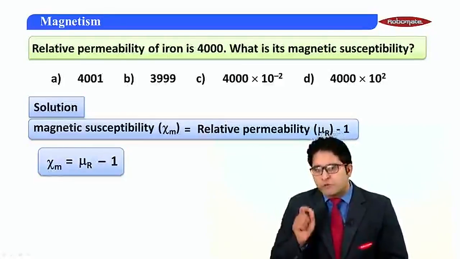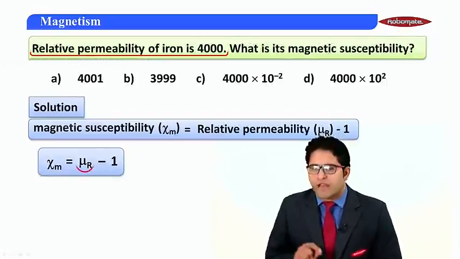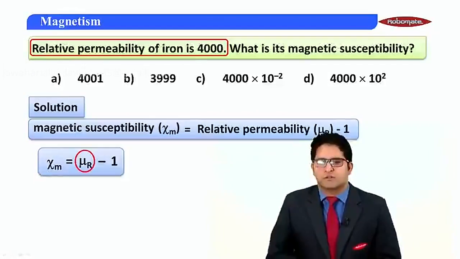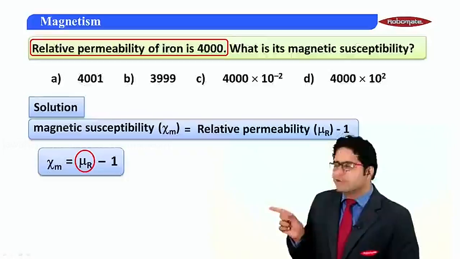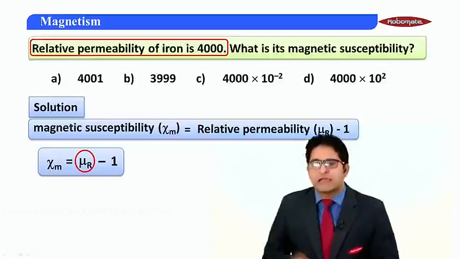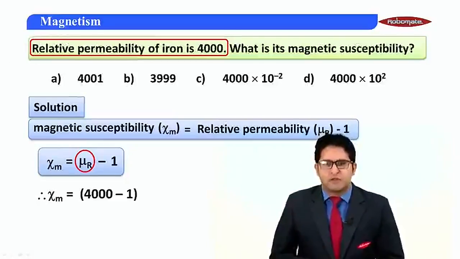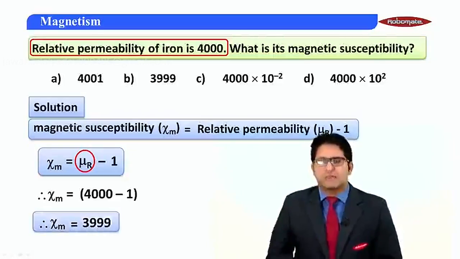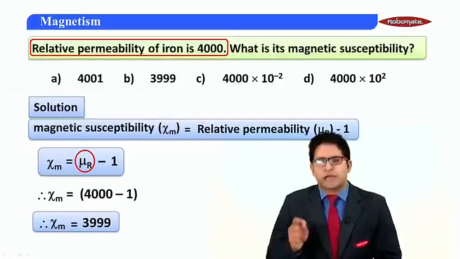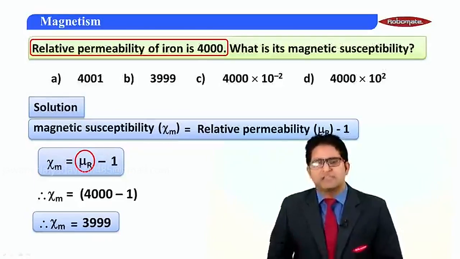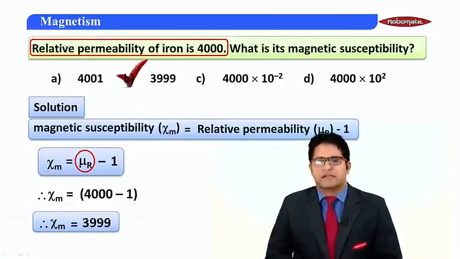Now students, we know the value of relative permeability. What is the value? The value is 4000, right? So if I place the value 4000 in this particular equation, what will I get? I'll get xi m is equal to 4000 minus 1. So the final answer will be xi m is equal to 3999. So in this case, option B is the correct answer, right?